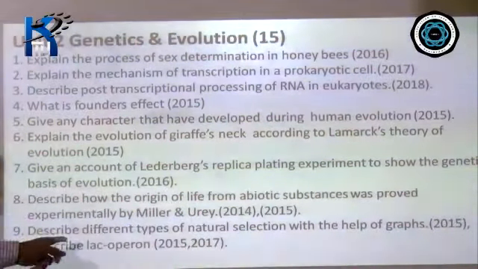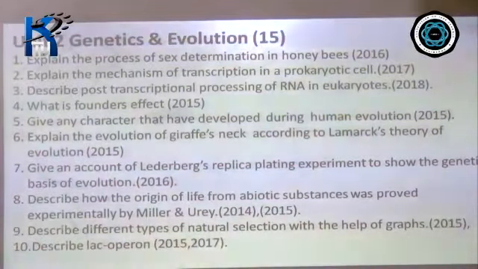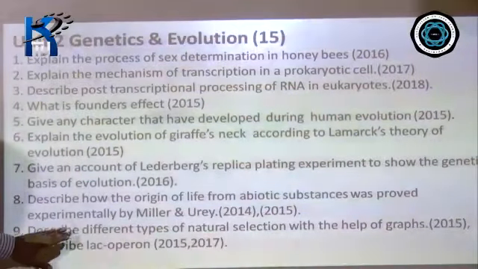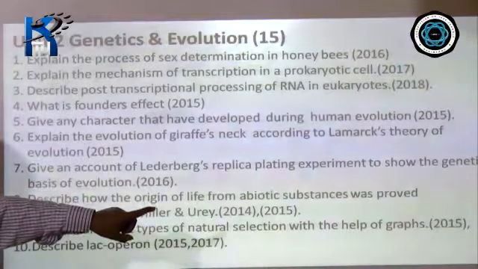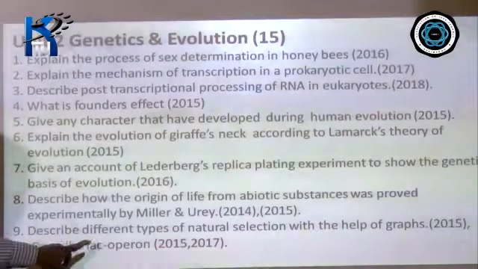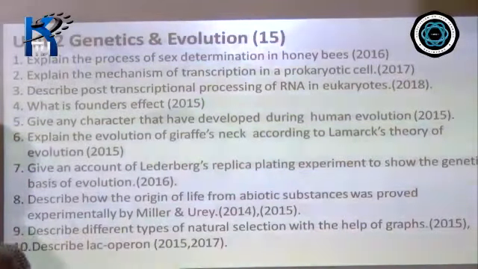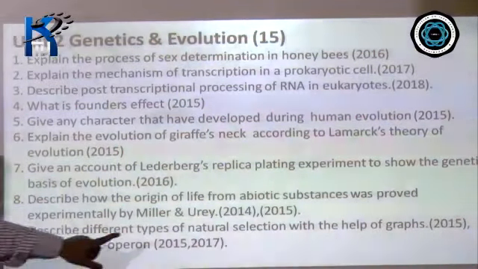Number 9, describe the different types of natural selection with the help of graph. In natural selection you have directional selection, stabilizing selection, disruptive selection. This question is asked, and you have to write about that. This has come in the year 2015, and also before. Describe lac operon model. This also has come in the year 2015 and 2017.